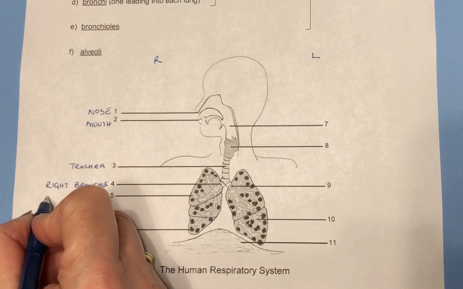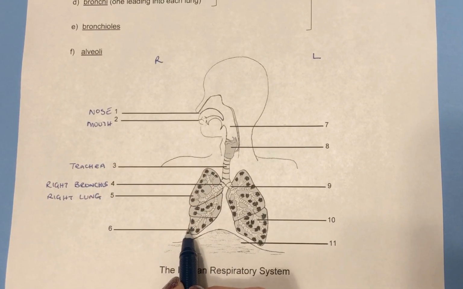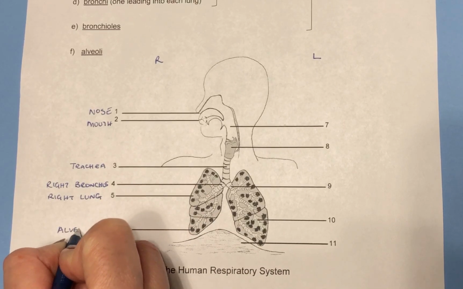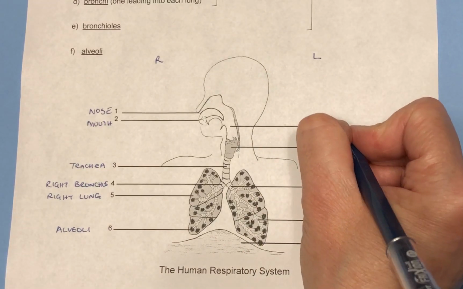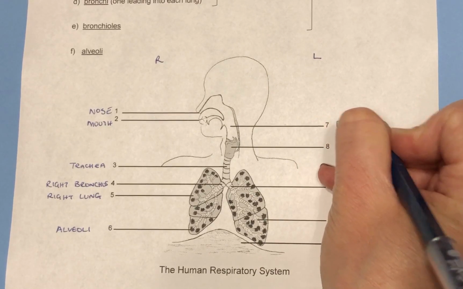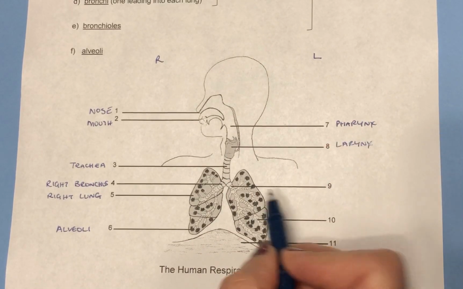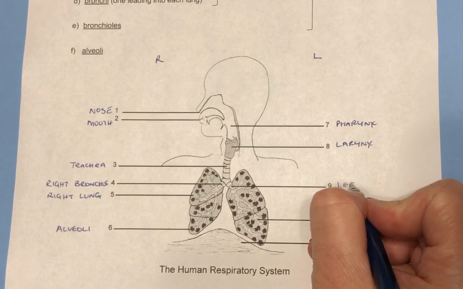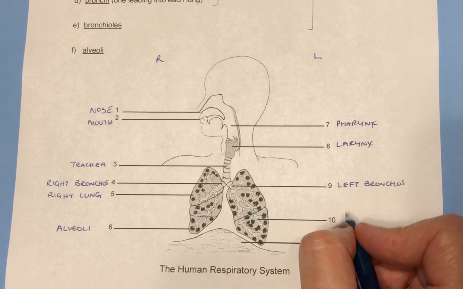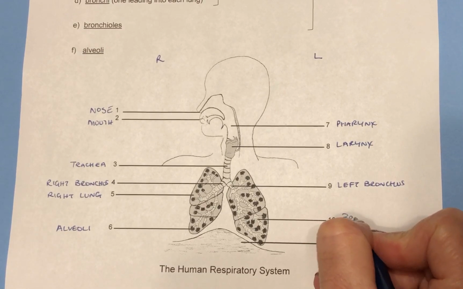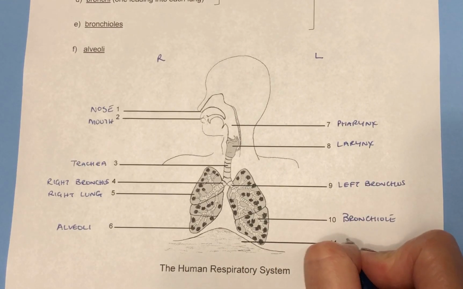This will be the right lung. And this here will be the alveoli. Okay, or if there's one, it's an alveolus. On the other side here, we have the pharynx. This here is our larynx or voice box. Here would be the left bronchus. This would be the left bronchiole, or just a bronchiole. And then this here is a muscle called the diaphragm.